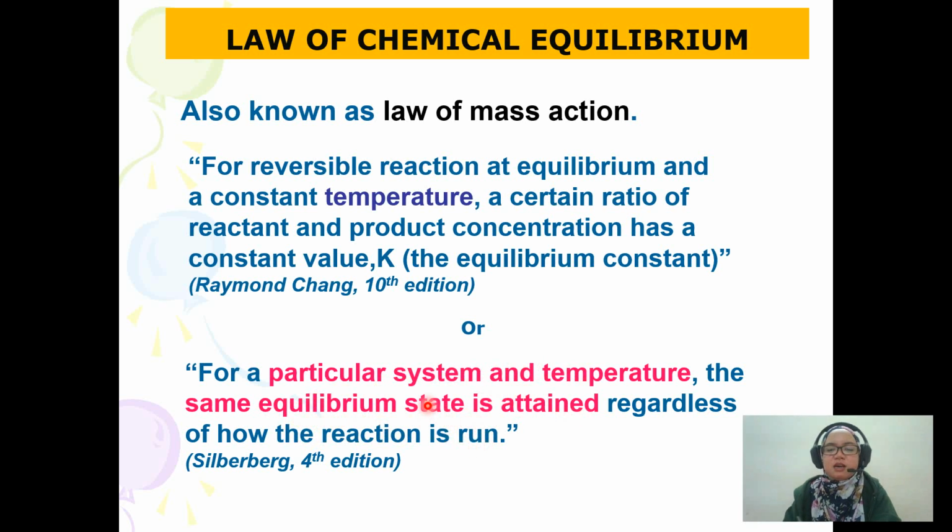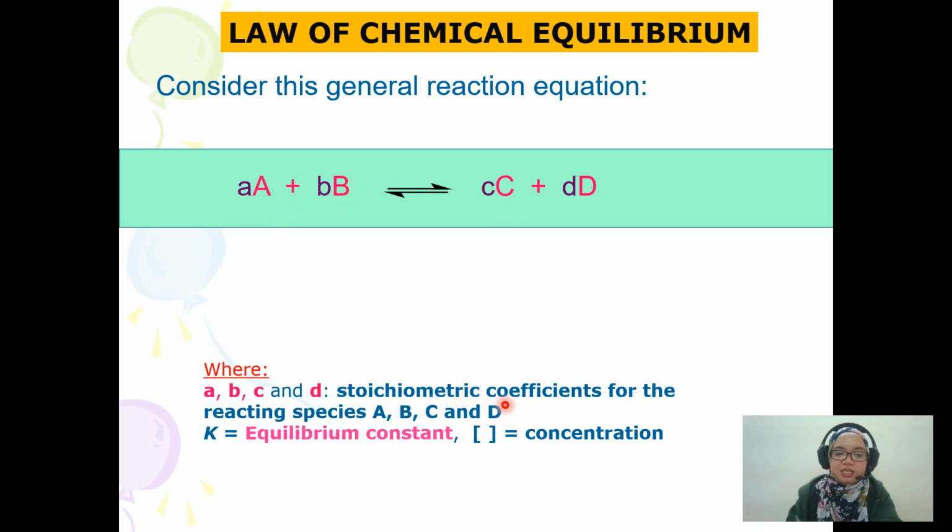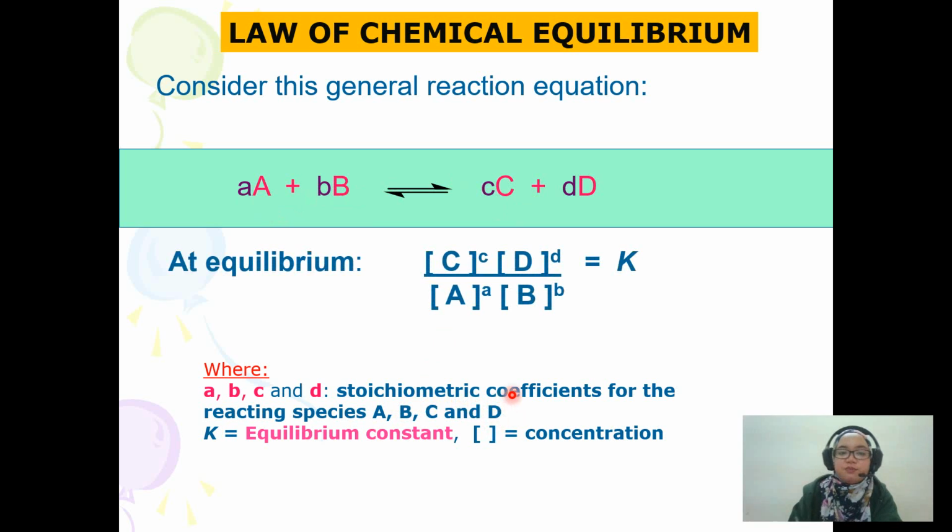Okay, chemical equilibrium constant. So, what is equilibrium constant? So, consider this general reaction. We have A plus B forming C plus D. The small letters a, b, c, d are the stoichiometric coefficients for the reacting species A, B, C, and D respectively. Okay, so at equilibrium, we have K, the equilibrium constant, equal to the product of the concentrations, the multiplication.